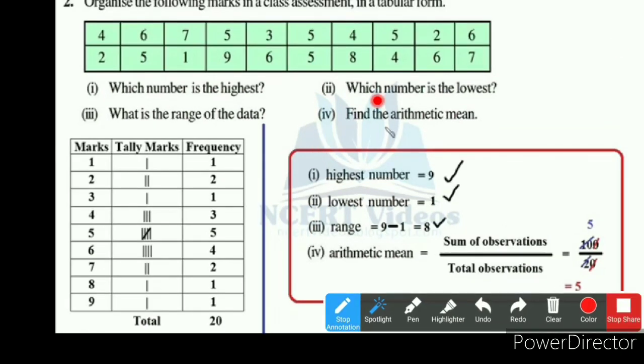Next part of the question, find the arithmetic mean. Arithmetic mean is equal to sum of observations by total number of observations. Here the observations are 20 students' marks, so we should add all the 20 students' marks. We will get 100. 100 by 20, that is total number of observations, or else total number of students. 100 by 20, 10 and 10 get cancelled, 2 in 10 five times. Therefore, 5 is the arithmetic mean of this data. Copy down.